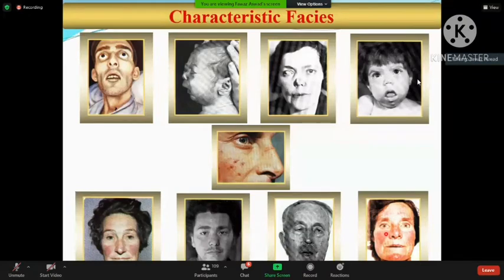Another face which is called the carcinoid face, or the crocodile face. The patient may have facial flushing. Notice the flush of the face. These are the places that I am pointing to.